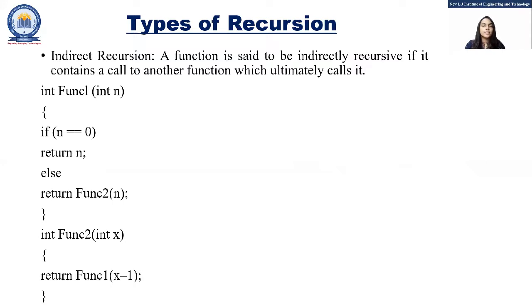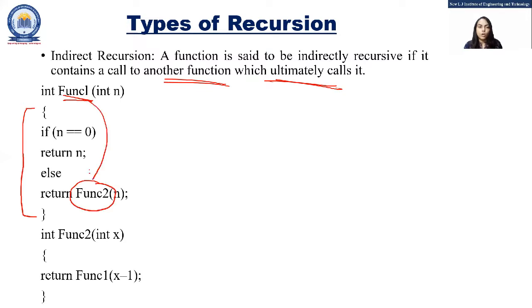A function is said to be indirect recursive if it contains a call to another function which ultimately calls it back. If we have this function, as you can see, within this function we are calling not the same function, but another function, which is function 2. So function 1 is calling function 2. Now we have this logic for function 2, and within that logic, again function 2 is calling function 1, right?